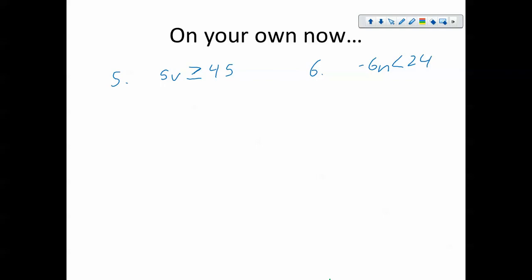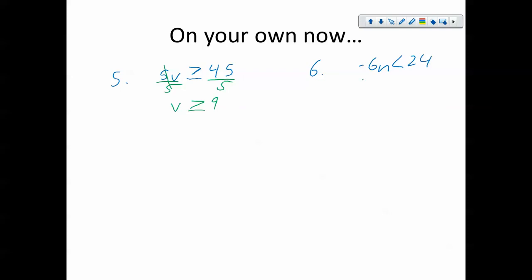So here's your two problems that you needed to do. This is 5 times b is greater than or equal to 45. I'm going to divide both sides by 5 because that's the opposite of multiplying. 5 divided by 5 is 1, and so those cancel. And that's greater than or equal to 9. And I notice I did not divide by a negative, so I did not switch the signs.